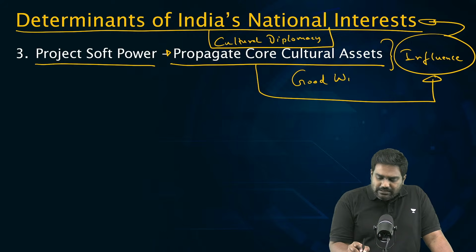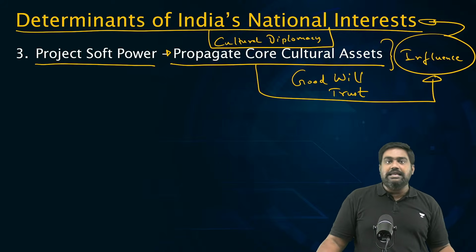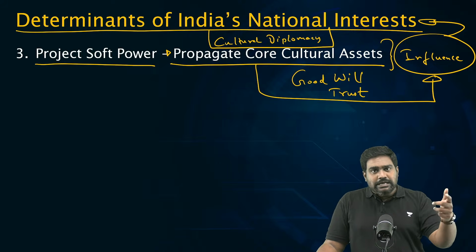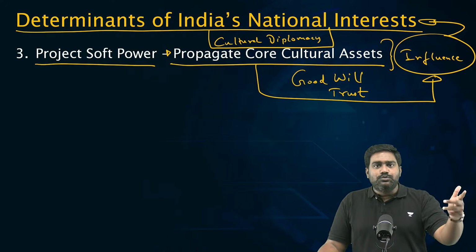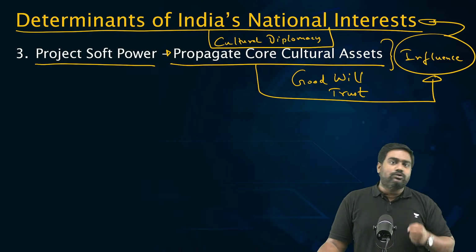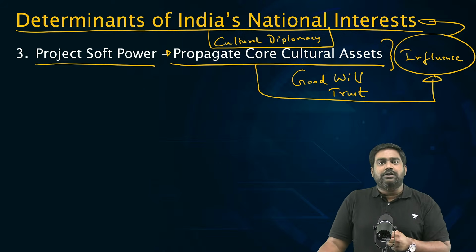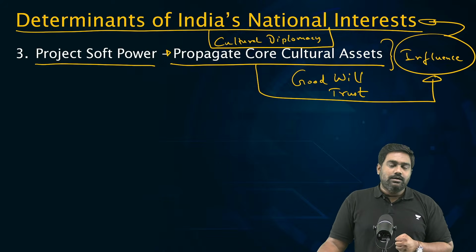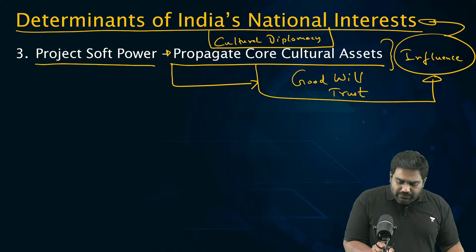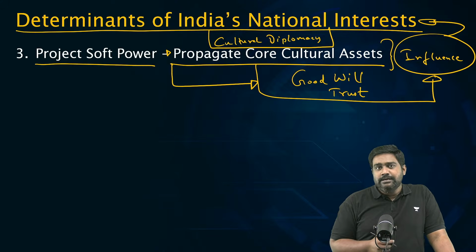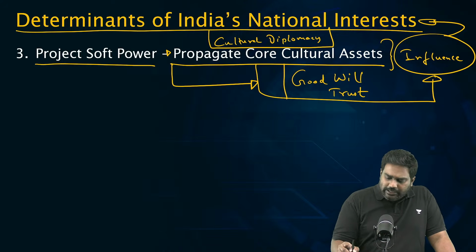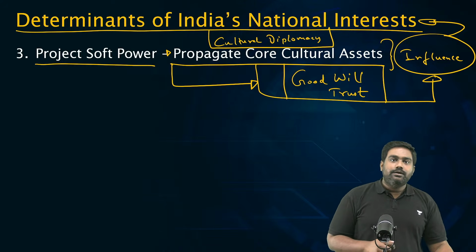This helps in the creation of goodwill and trust, and you cannot buy this with money. You can't threaten others and buy goodwill and trust. Or you can't simply splurge money on other countries and try to purchase that goodwill and trust. Goodwill and trust has to be earned. And for a country like India with a rich civilizational heritage, using our cultural assets is the best way to create that long-term influence.